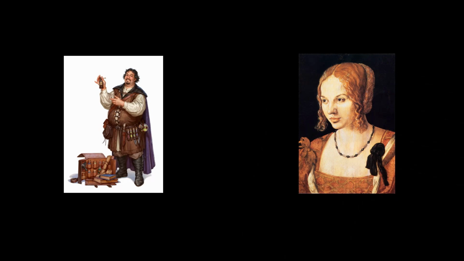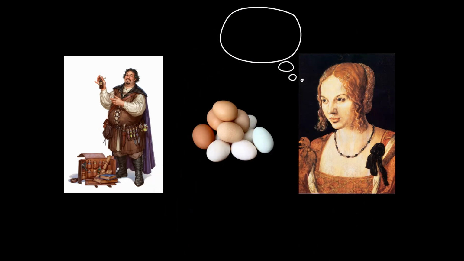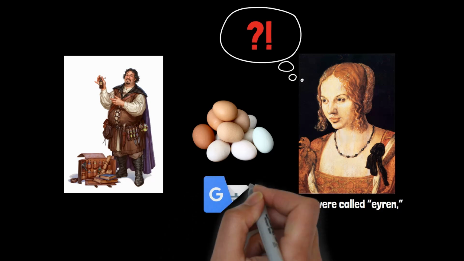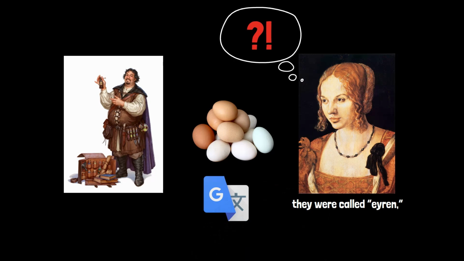There, a London merchant asked a local woman for eggs, but she didn't understand him. In her dialect, they were called eyren, not eggs. After some confusion, another person helped translate, and they realized they were talking about the same thing.